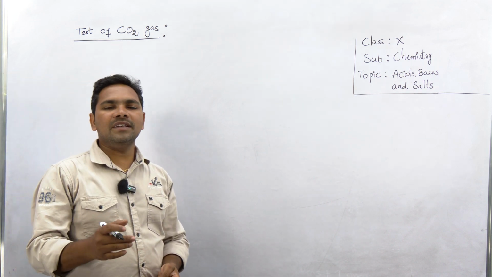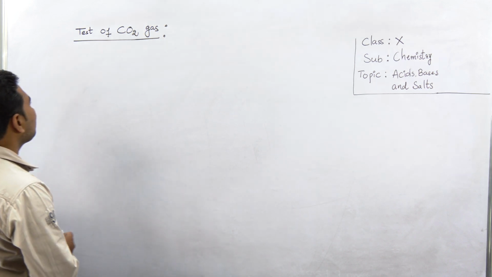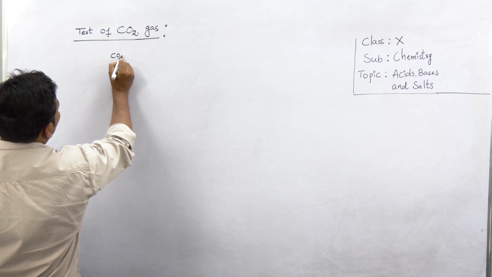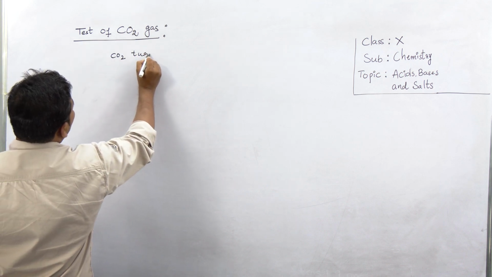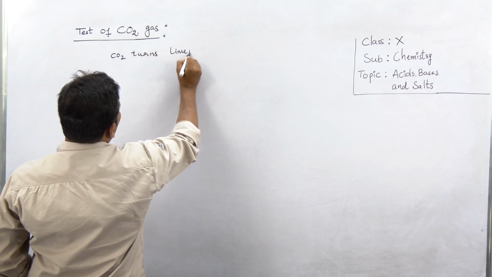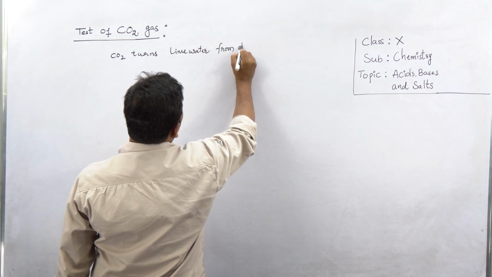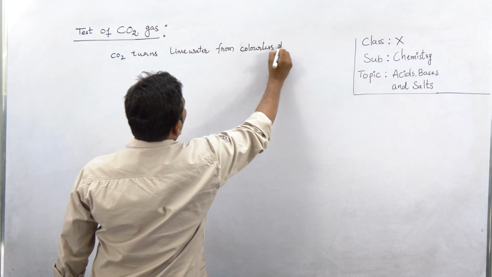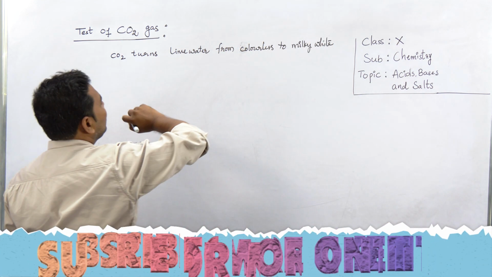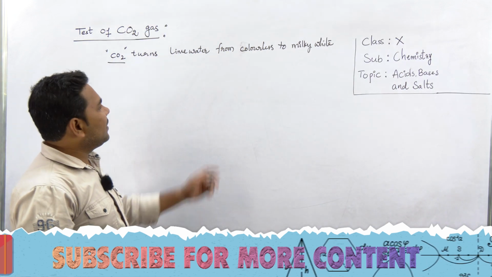And what are the different steps involved in testing the CO2 gas? Let us see. CO2 gas turns lime water from colorless to milky white. This is one identification test, CO2 is generally identified this way.